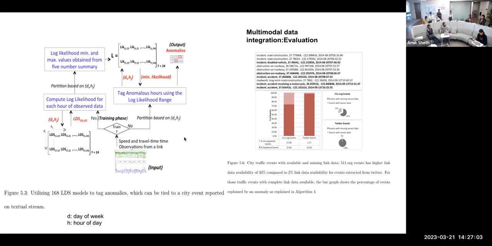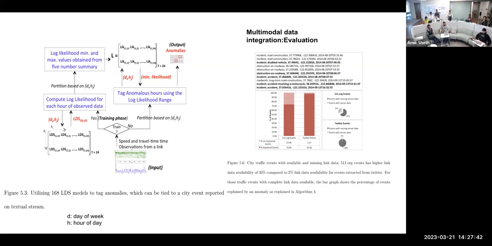And the right side includes the evaluation part he has done for the multimodal data integration. Here it shows the two major data sources, 511.org events and Twitter events. The red plot includes the unexplained events, that means the anomaly events, and the pink one represents the normal events. As you can see, the Twitter data have more anomalies than the 511 data.